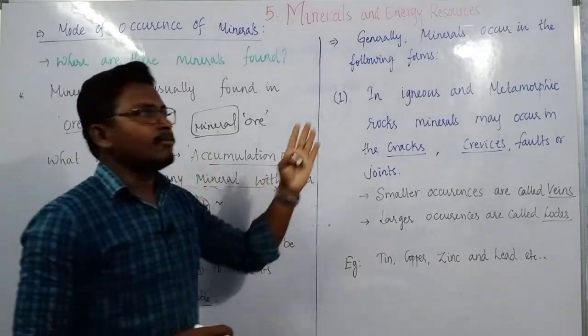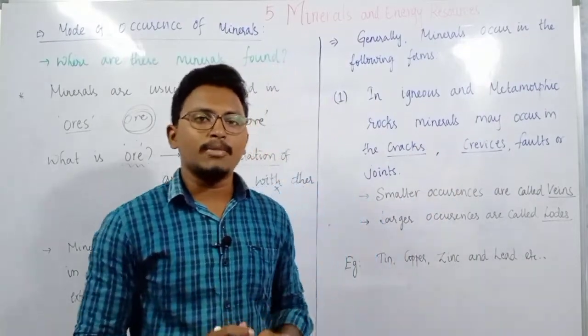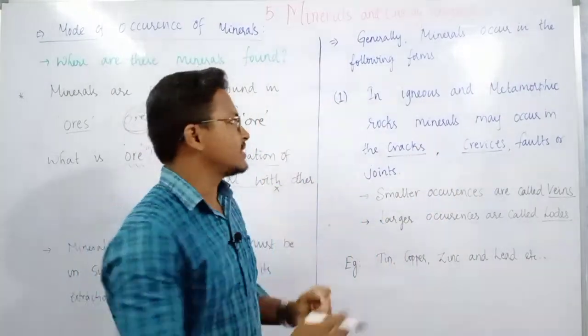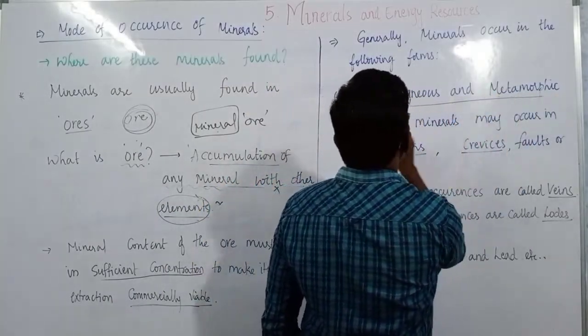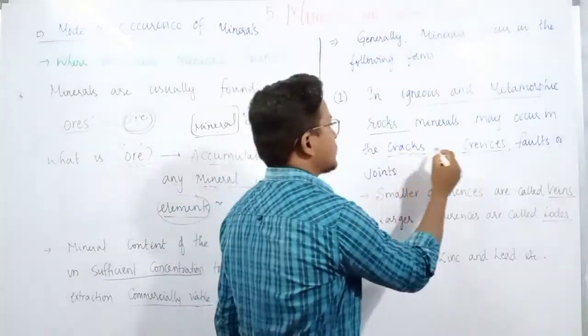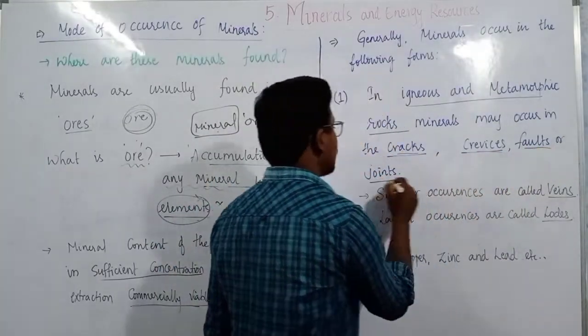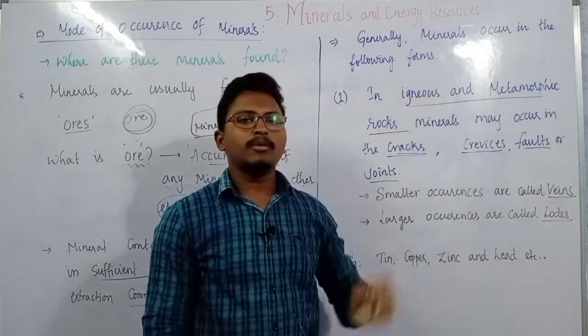And generally minerals occur in the following forms. How these minerals occur, we will discuss one by one. The first and very important thing is that generally minerals occur in igneous and metamorphic rocks. And where they occur, they may occur in cracks, crevices, faults, or joints.